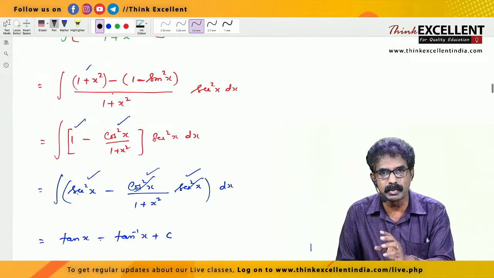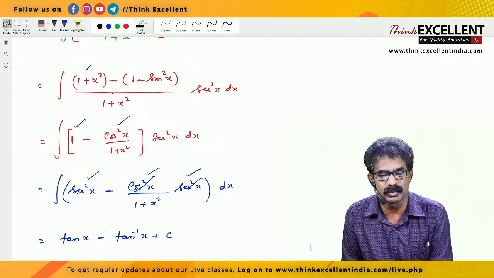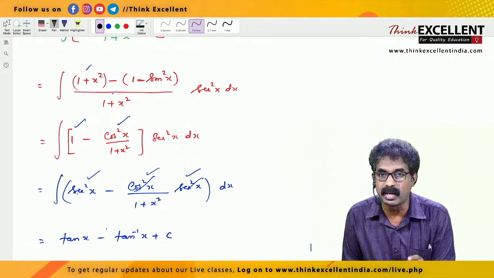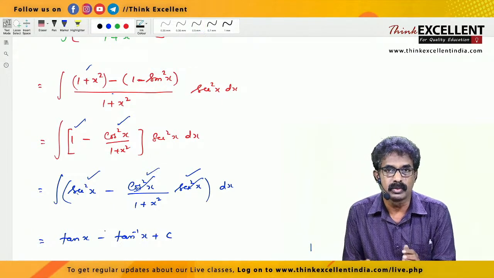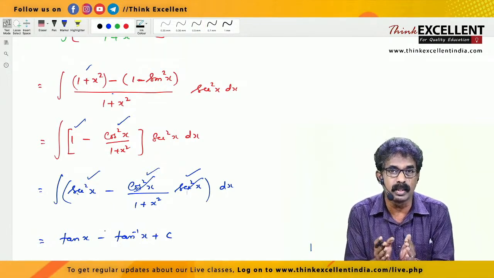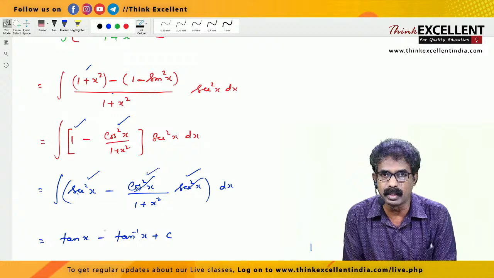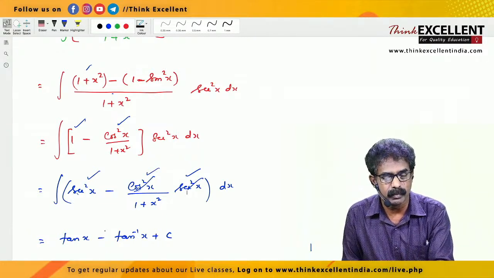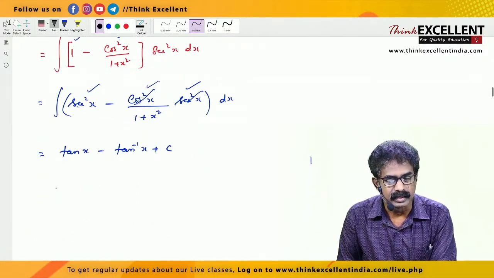Some students may have joined today, and you may have missed the last class and some of the formulas I gave. The students who missed the previous class will get everything, and the link will be given, so you can go through that again, okay? So this is your answer: tan x minus tan inverse x.